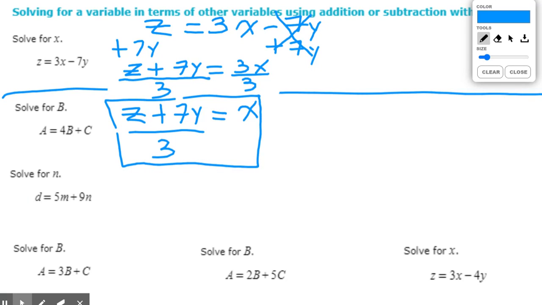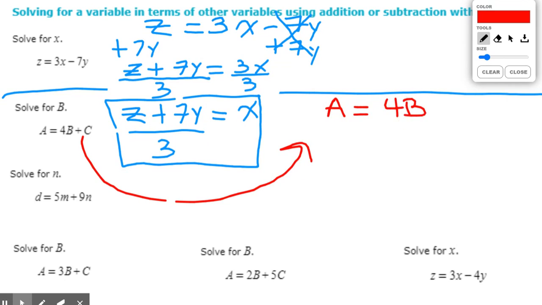I'm going to leave this example up while I work on the next problem, but so things don't get too confusing, I'm going to change the color. So we're going to work on our next example over here. So we have A is equal to 4B plus C. And we're asked to solve for B.